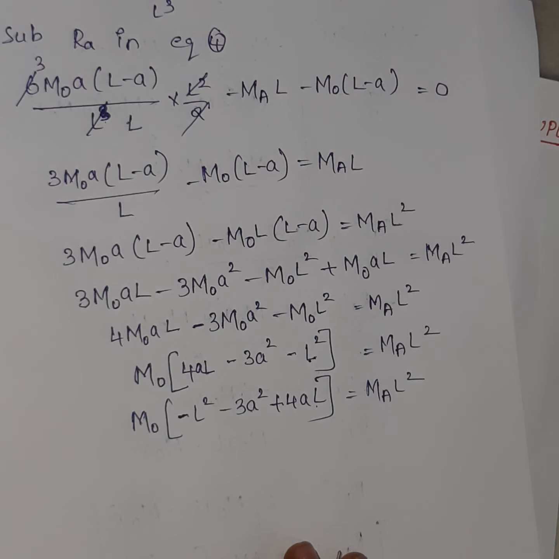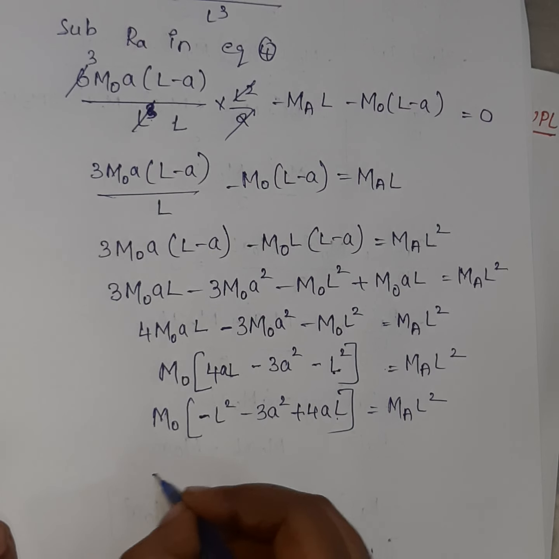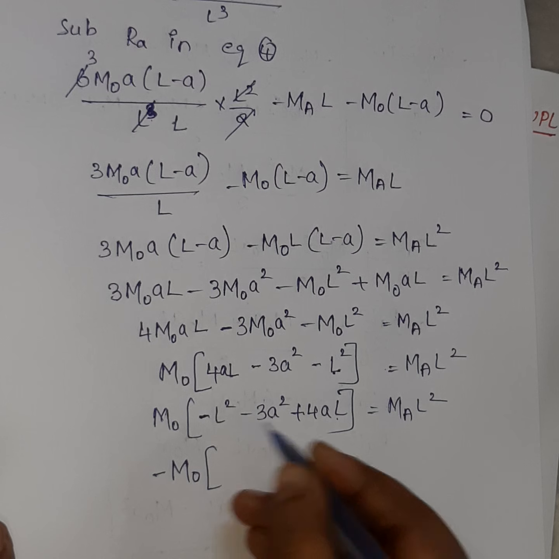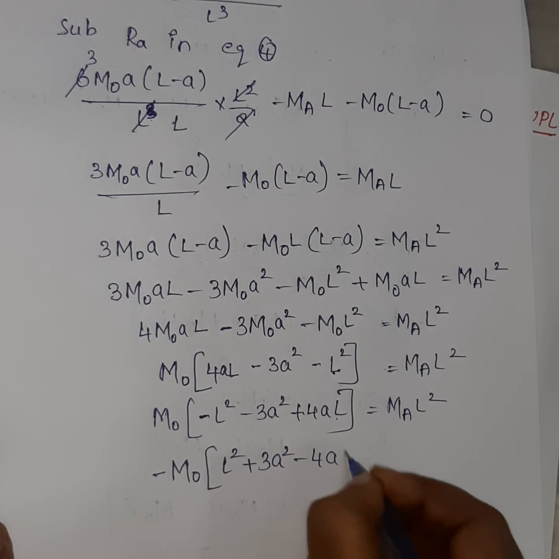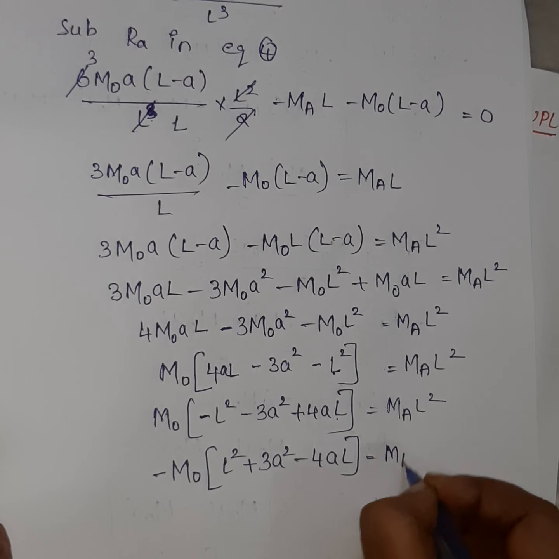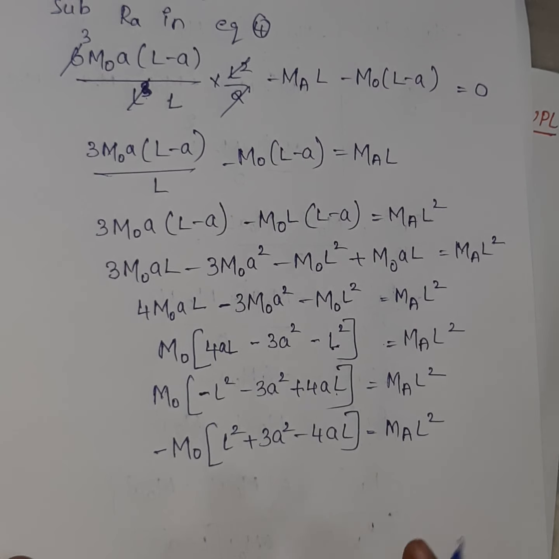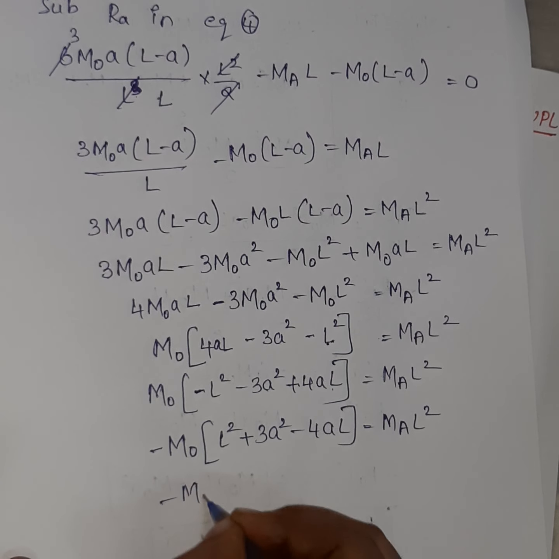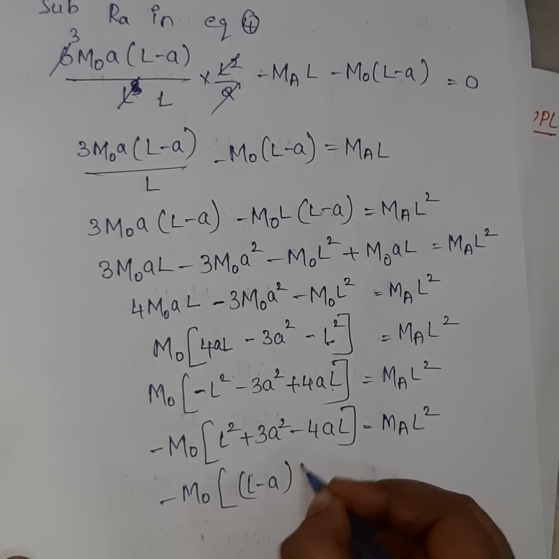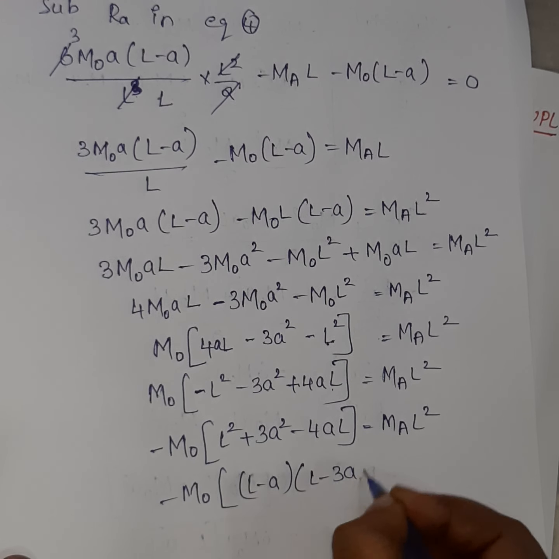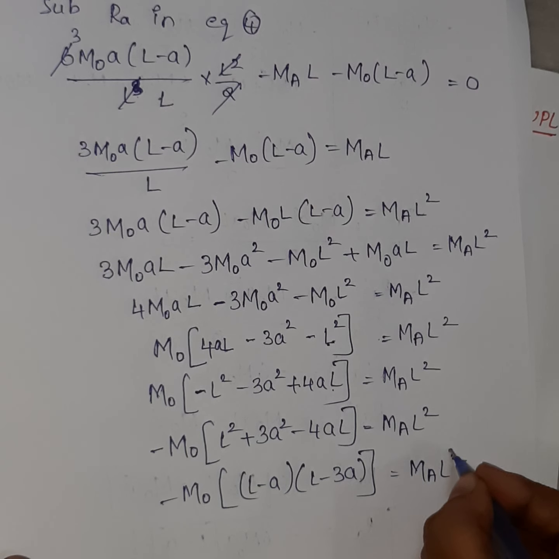So I am writing like this. See here, I am taking the minus outside, taking minus as common. How will it be? L square plus 3a square minus 4al is equal to ma L square. This is the term. So I am writing like this: minus m naught into L minus a into L minus 3a is equal to ma L square.